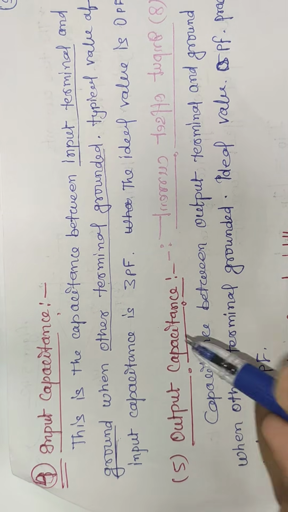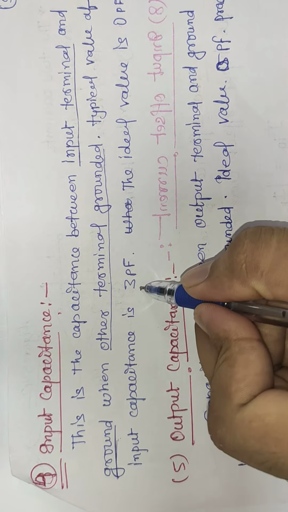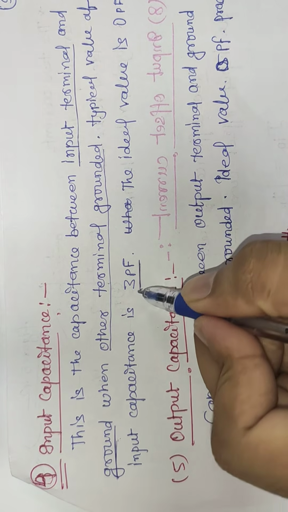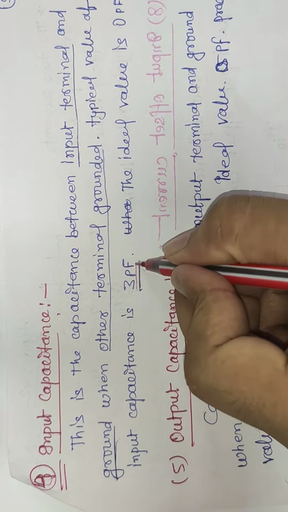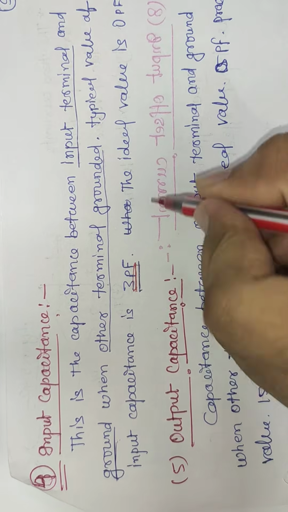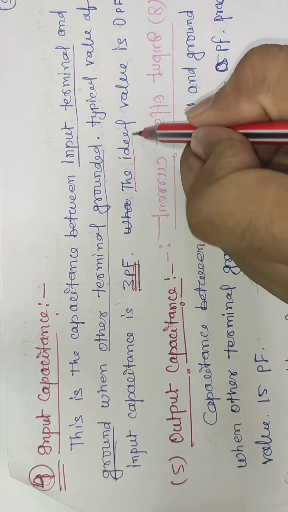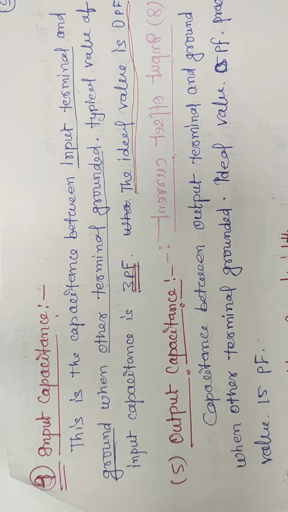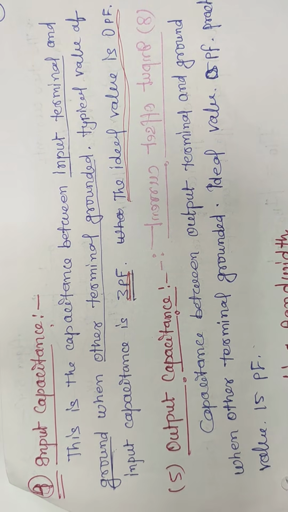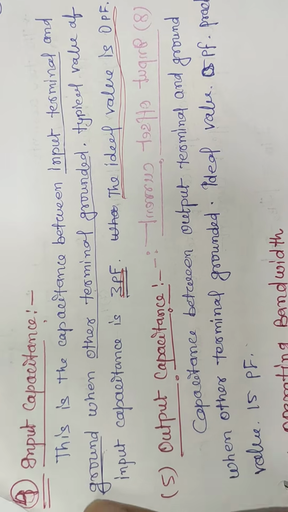So the value for the IC 741, the typical value is 3 picofarad. Its value is 3 picofarad. This is important. This is very small value. Ideal value is 0 picofarad. Ideally there should not be any capacitance in the input. So this is how input capacitance is defined.